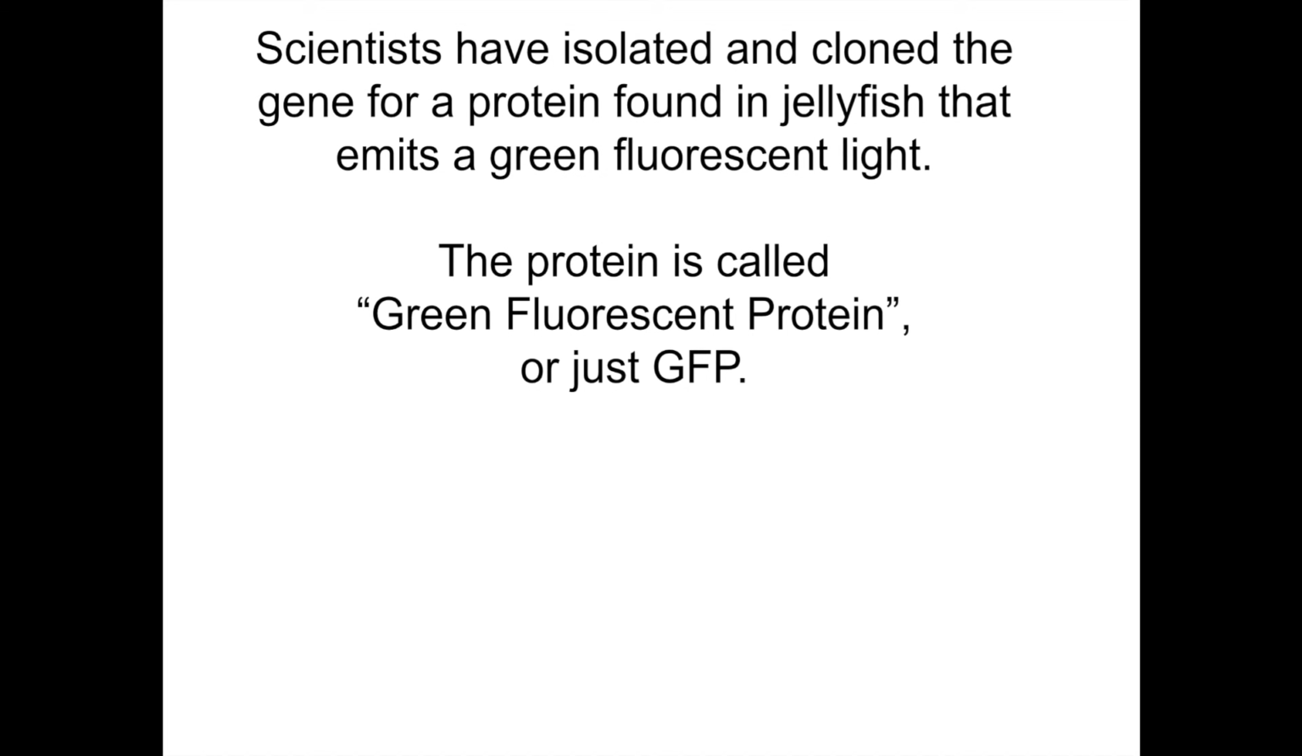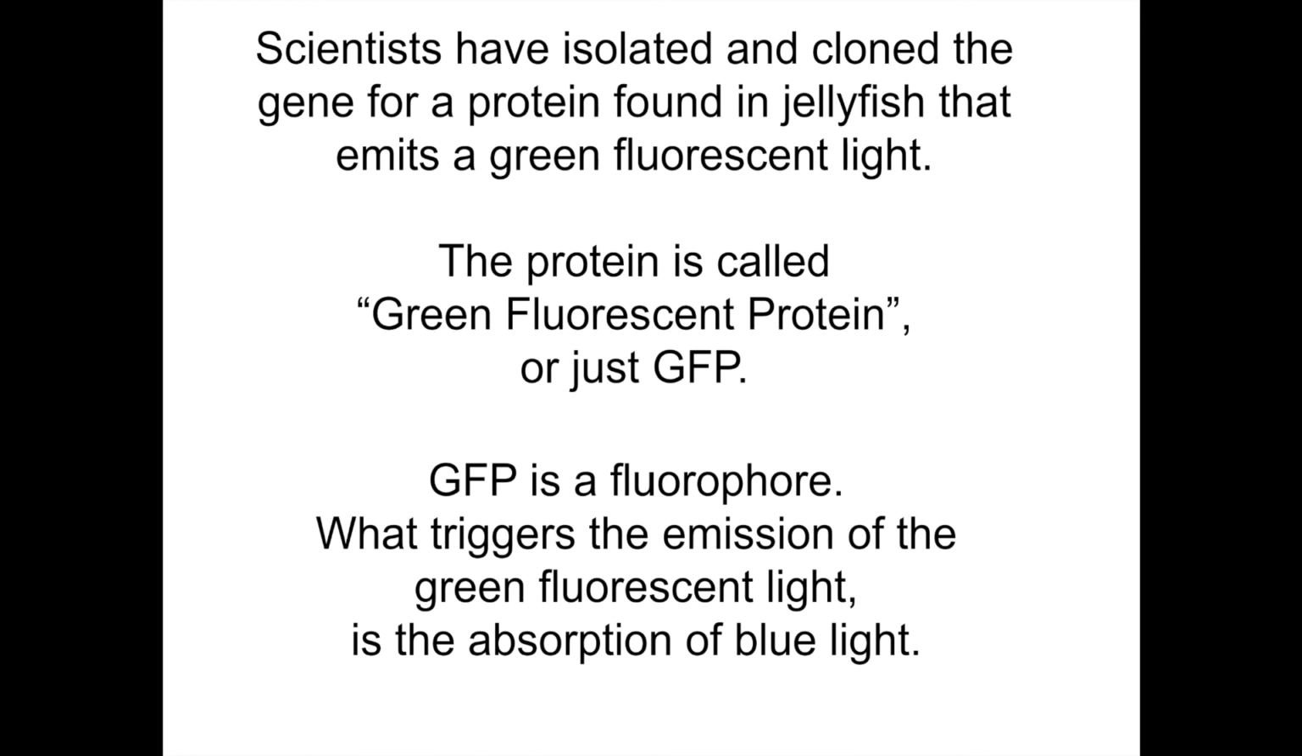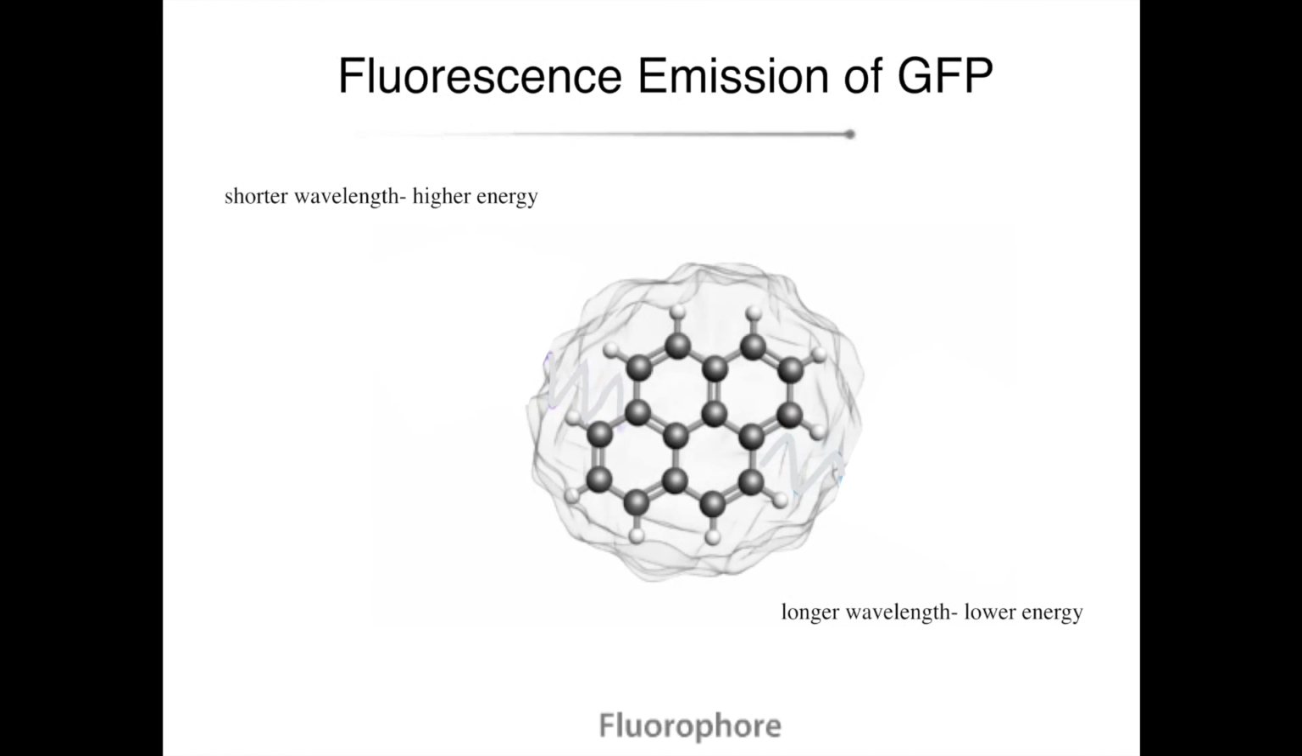There is a final point I would like to make about the transfections. Specifically, the investigators are actually able to see all of the cells that have been transfected. The way they do this requires some additional information. As we shall see when we consider the topic of the structure of the cortex, scientists have isolated and cloned the genes for a protein found in jellyfish that emits a green fluorescent light. That protein is called green fluorescent protein, or just GFP. The GFP is a fluorophore. What triggers the emission of the green fluorescent light is the absorption of blue light.